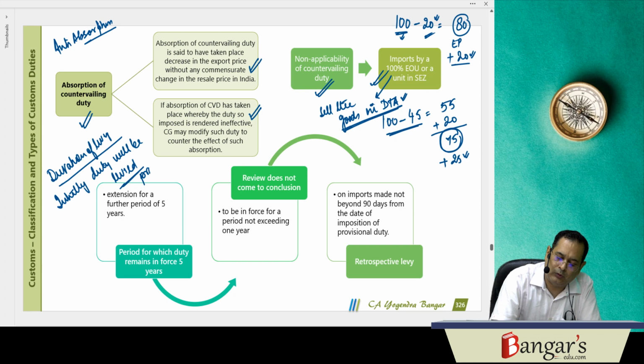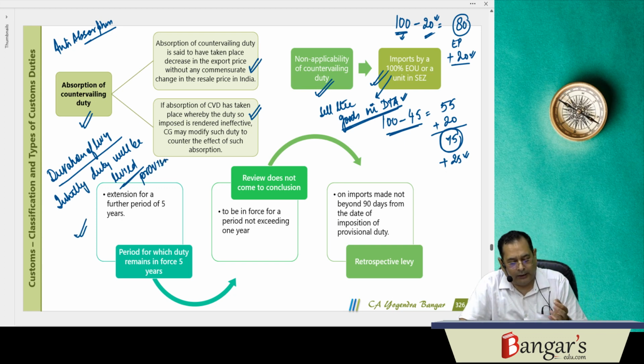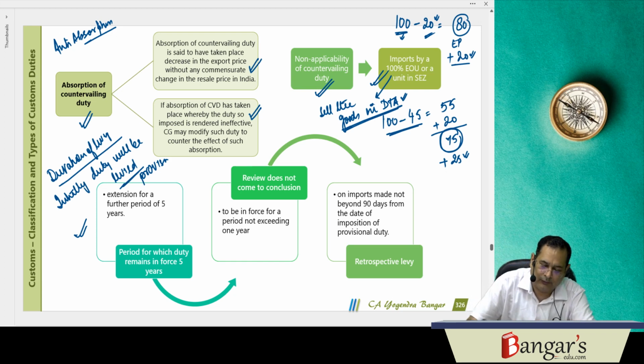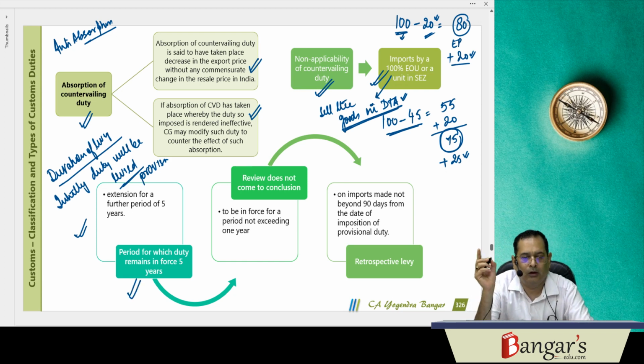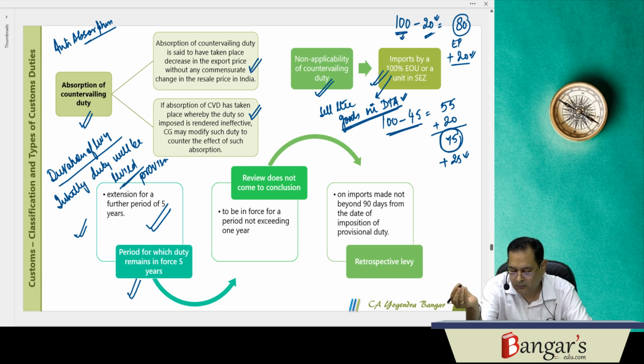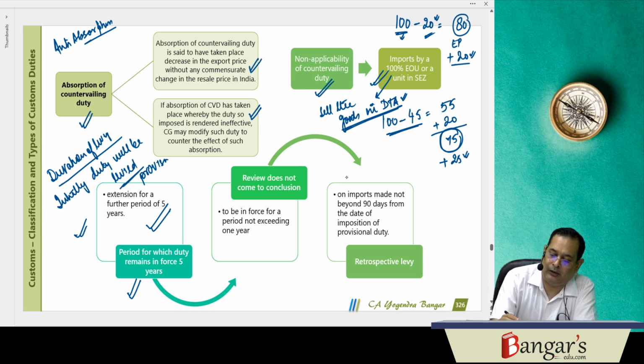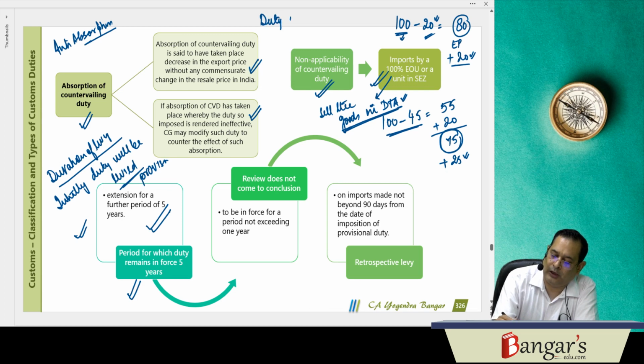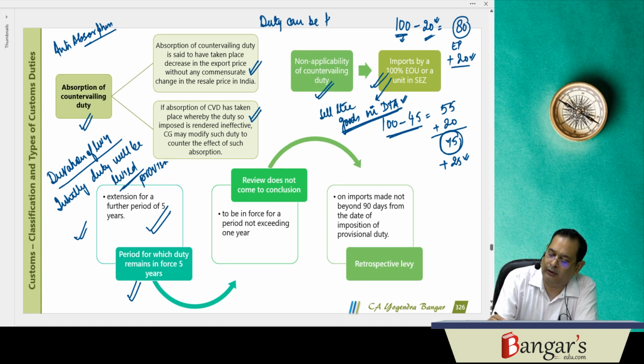Initially, duty will be levied provisionally, and then the finalization will be there. The final duty will remain in force for a period of 5 years until and unless they revoke it. This period of 5 years can be further extended for a period of 5 years. Duty can also be temporarily revoked.